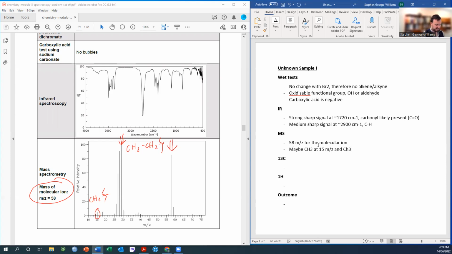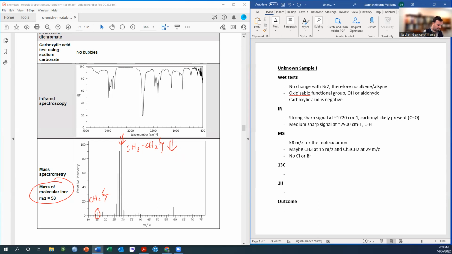And my ethyl at about 29. And I could add in that there's no chlorine or bromine in that mass spectrum. Nothing overly exciting, but yes, I could probably pull that information out as well.